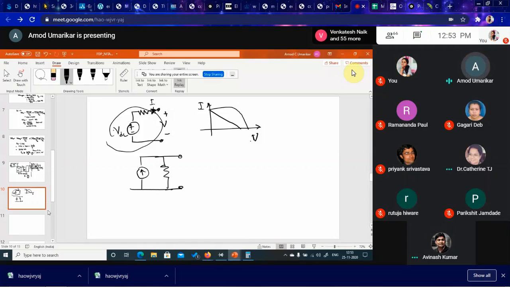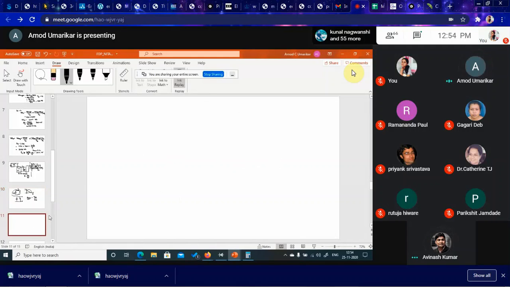How to achieve this by using a boost converter? Let's say there is a resistance called RMPP, which is EMP upon IMP. We have to achieve this RMPP. So let us study the solar PV panel connected to a boost converter.